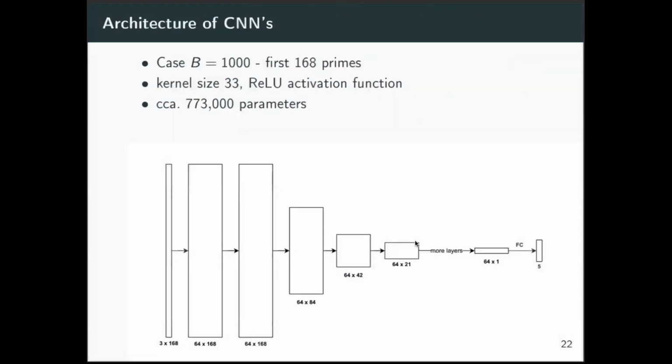So in the smallest case, when B is 1,000, we considered 178 primes. The kernel size was 70, and the model had approximately 773,000 parameters. So you can see here how these layers look. I will not say much about this. If you want to learn more, you can look at our paper.